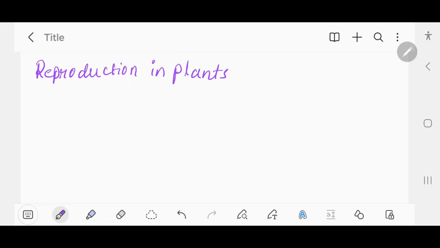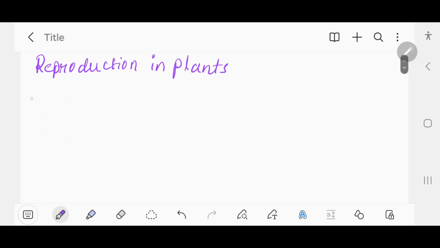Hello class, today we will learn about how plants reproduce. Just like animals and humans, plants have special ways to create new plants. This process includes several important steps such as flowers, pollination, fertilization, and seed dispersal. So what are the steps? First one, flowers.